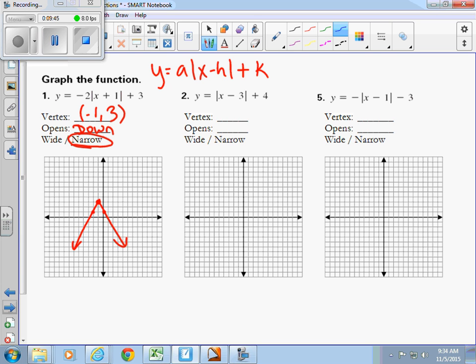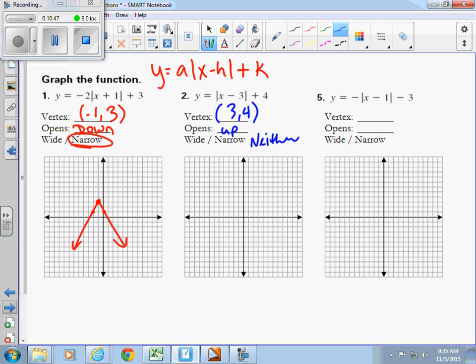Okay, vertex is at 3, 4. Open. And wider or narrower? Why? Circle. Sure. As if there was a 1 there. So we're multiplying it by 1, so it doesn't change.